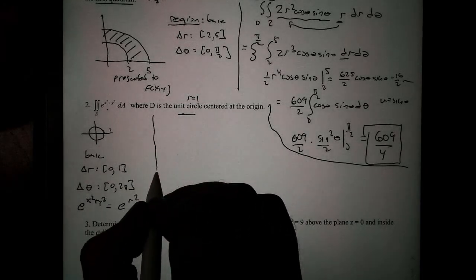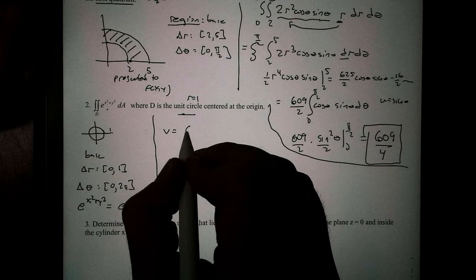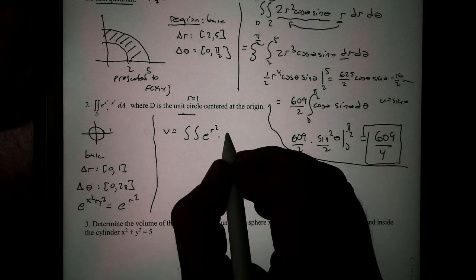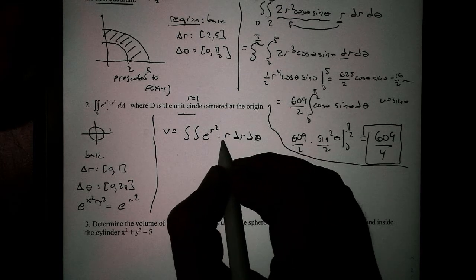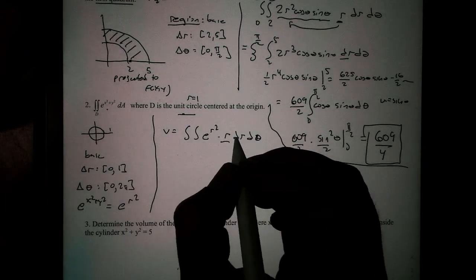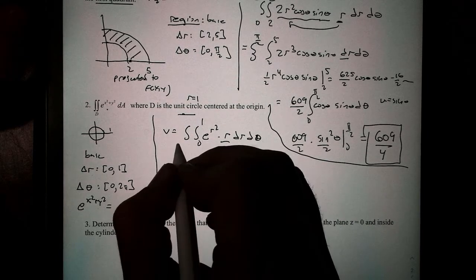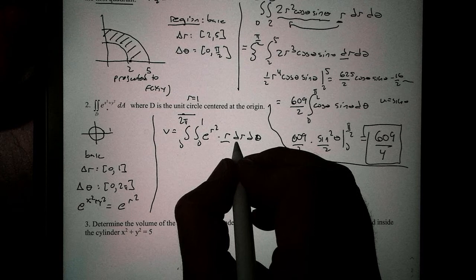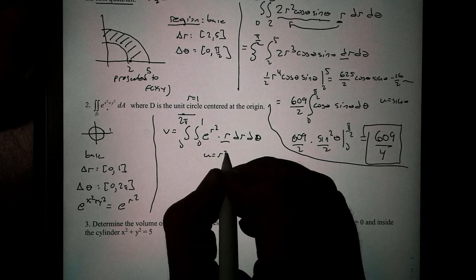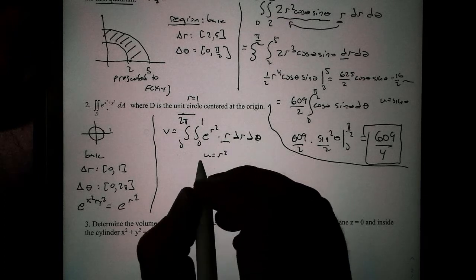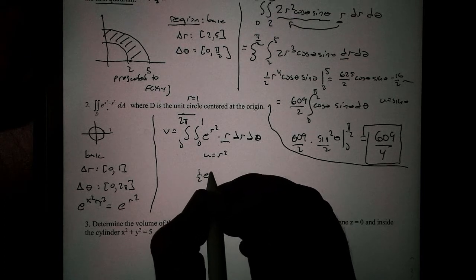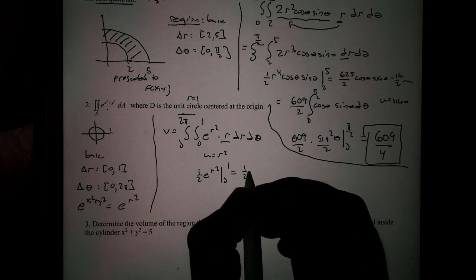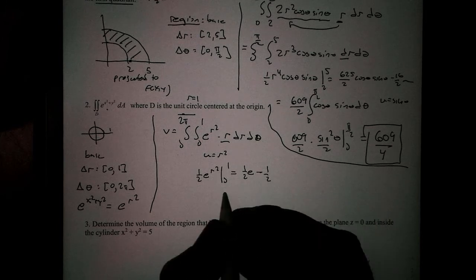So when I write out my volume equation now, we're going to get our double integral, my function, e to the r squared, r dr d theta. Please don't forget that r. That's the one thing you're going to want to forget. My change in radius, 0 to 1. Change in theta, 0 to 2 pi. And when I integrate with respect to r, I can use u substitution. My u is r squared. So my integral here is just going to become 1/2 e to the r squared from 0 to 1. And that's just 1/2 e minus 1/2.